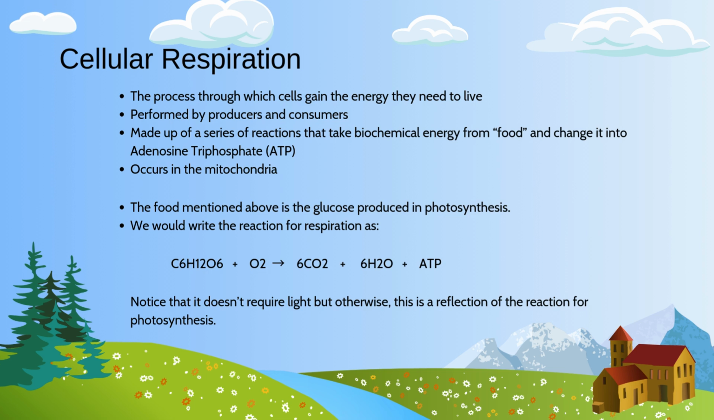And this is made up of a series of reactions that take biochemical energy from food and change it into adenosine triphosphate, that ATP again. It occurs in the mitochondria. So the food that we talk about above is the glucose produced in photosynthesis. While you do break down and gain other components from food like proteins and specific biomolecules that you'll use, in order to get energy at the cellular level, it really does come from glucose.